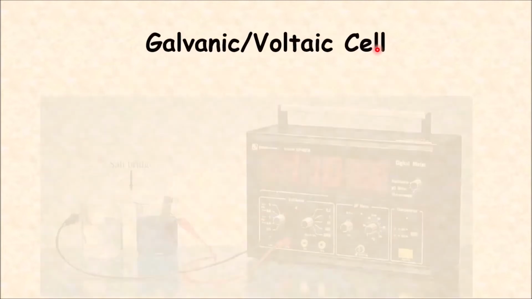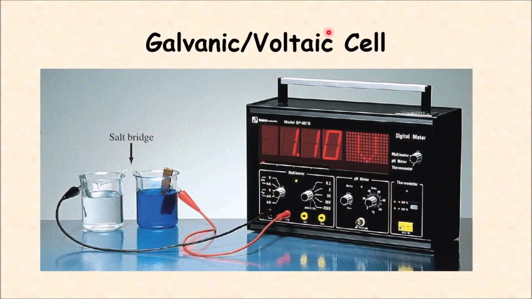Now let us see the other type of cell, that is the galvanic or voltaic cell. In this cell there is a reaction which is already spontaneous, a reaction which can occur on its own, and with the help of that chemical reaction we generate electricity, or electric energy. As you can see here, these are the two half cells which we will be discussing in this video itself. What do we mean by a half cell?